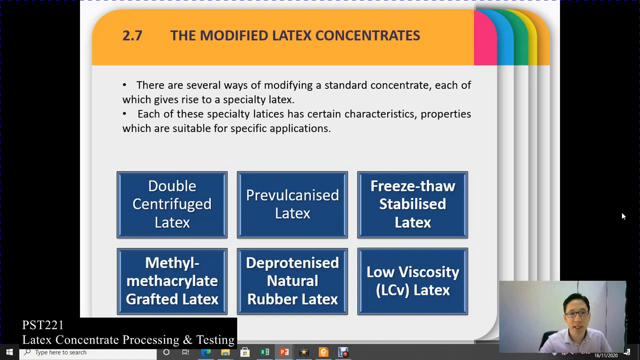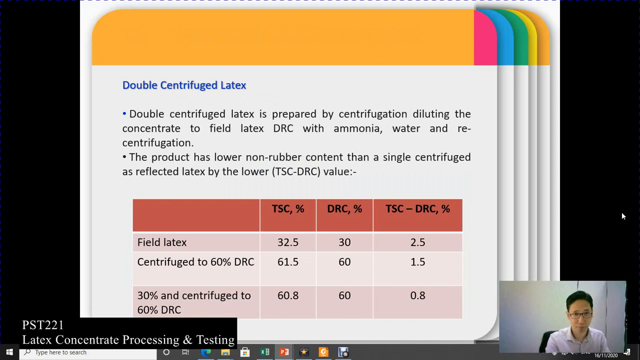The first one is double centrifuged latex. We have pre-vulcanized latex, freeze-thaw stabilized latex, methyl methacrylate grafted latex, deproteinized natural rubber latex, and low viscosity latex. So we go through them one by one. What is double centrifuged latex?